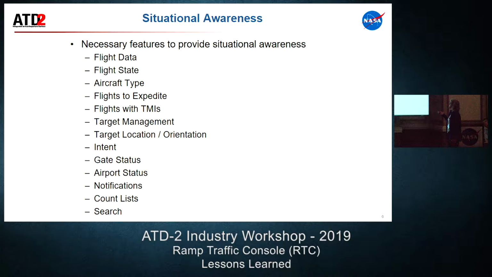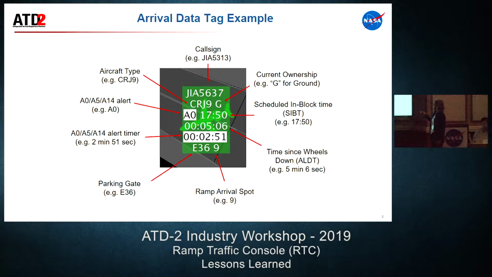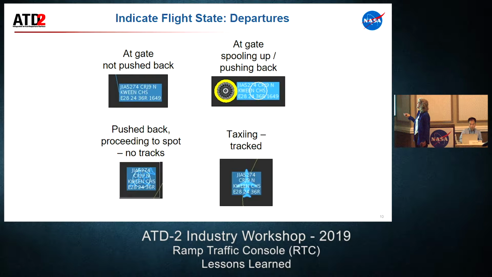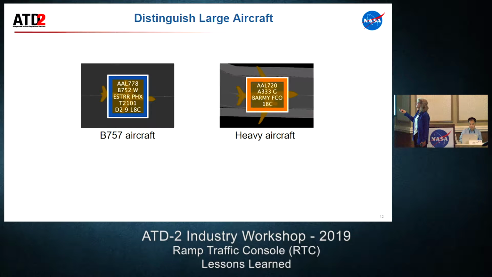So these are the categories of all the necessary features that the controllers needed for situational awareness. Debbie showed you the overview of the RTC display. These are the data elements for an arrival tag, and certain data elements for a departure tag. The controllers needed to know the various flight states, so we have one set of flight states for departures and another set for arrivals. The controllers needed to be able to tell what large aircraft, B-757 and heavy aircraft, it was. It was important for them to distinguish the difference between those because they require more space around them.